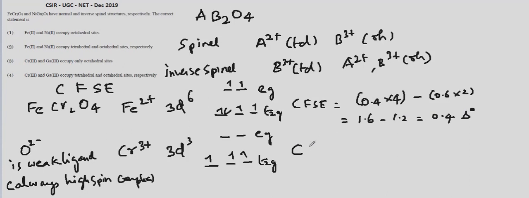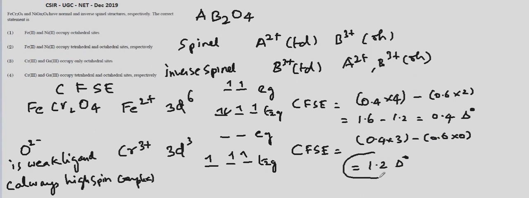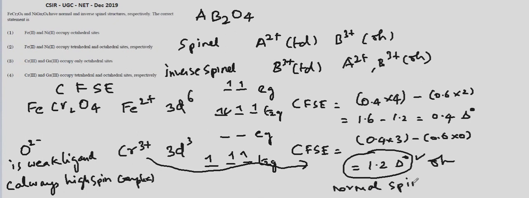Likewise, we can calculate for Cr3+. That's going to be 0.4 into 3 minus 0.6 into 0. So that's going to be 1.2 delta naught. From the value, it is evident that your Cr3+ ion has a higher crystal field stabilization energy. So it occupies the octahedral hole. So it gets a normal spinel structure.